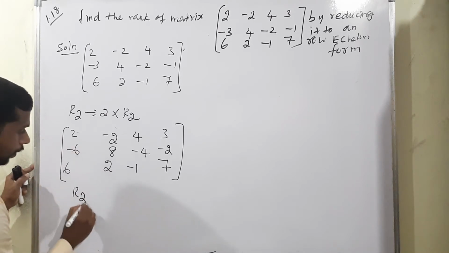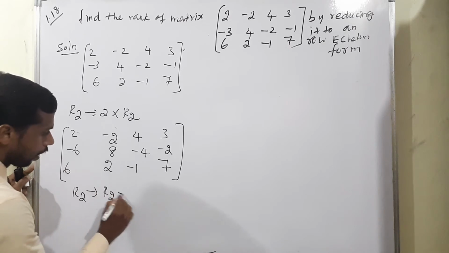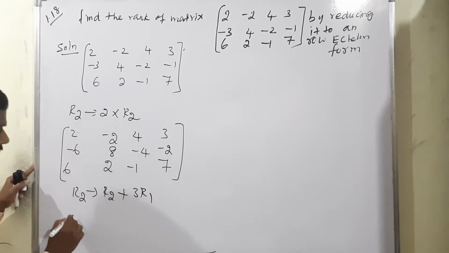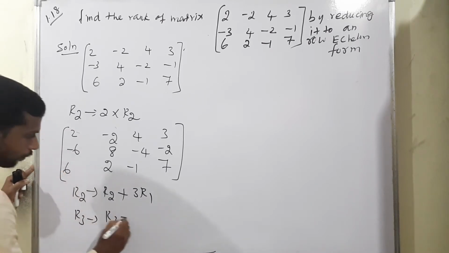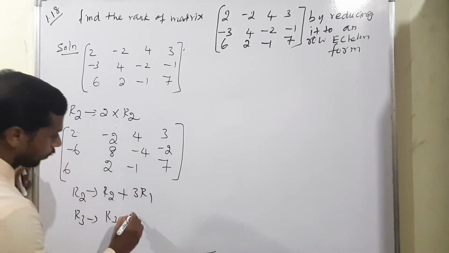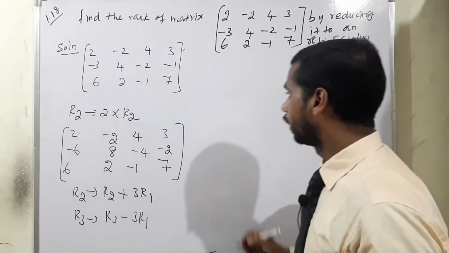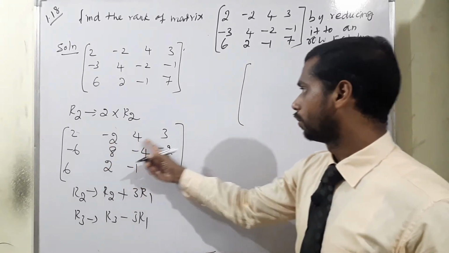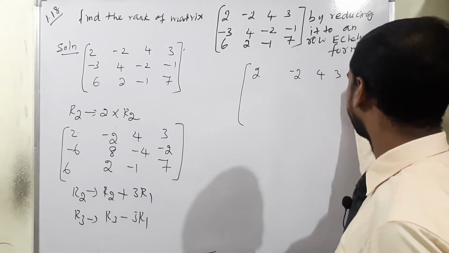What we have to do? R2 is already negative, which means R2 gives R2 plus 3 into R1, as well as R3 gives R3, already positive, therefore minus 3 into R1. So now R1 as it is. What is R1? 2, minus 2, 4, 3.